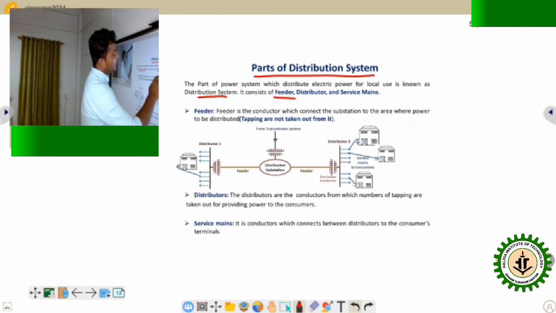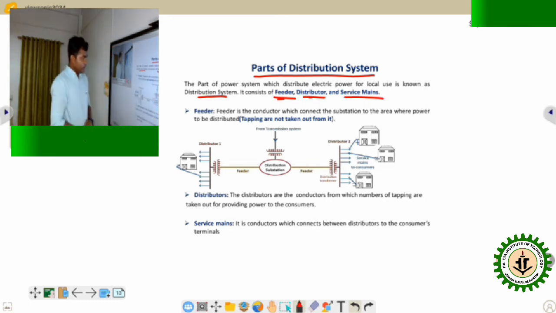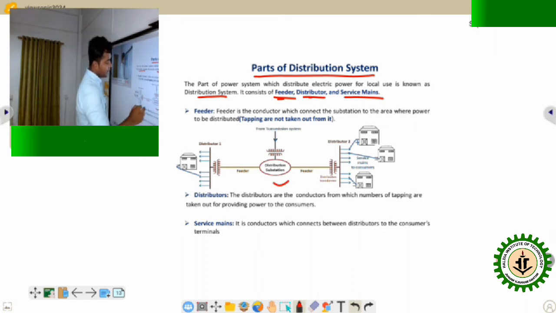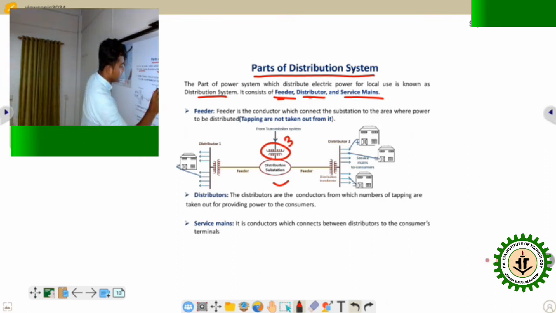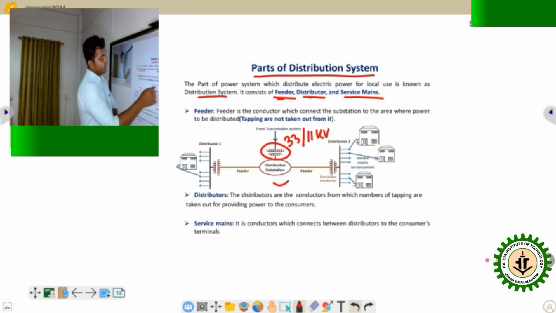So what is a feeder? Before that, if you see the figure here, suppose this is a transformer. This transformer steps down the voltage from 33 kV to 11 kV, and here the power is coming from the transmission system, or the secondary transmission line. So the transformer steps down the voltage from 33 kV to 11 kV.